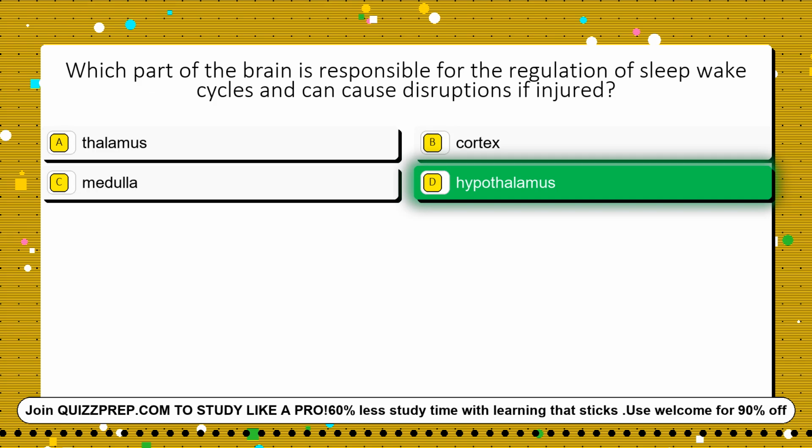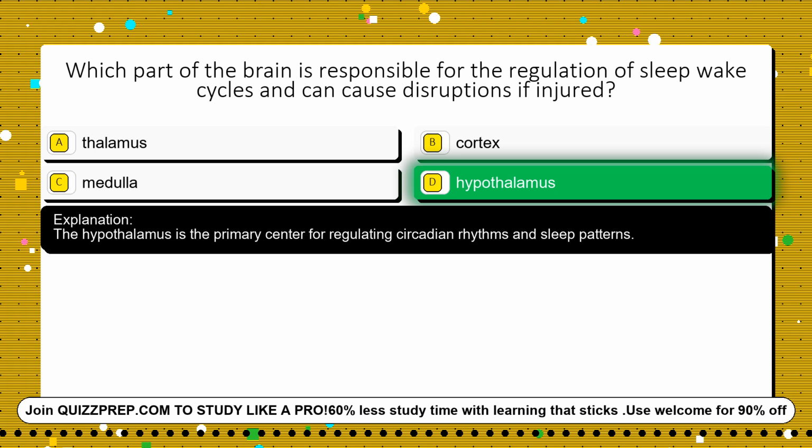The correct answer is option D, hypothalamus. The hypothalamus is the primary center for regulating circadian rhythms and sleep patterns.